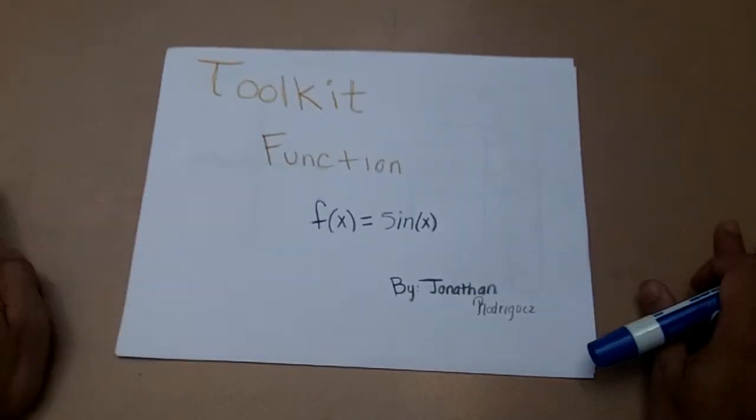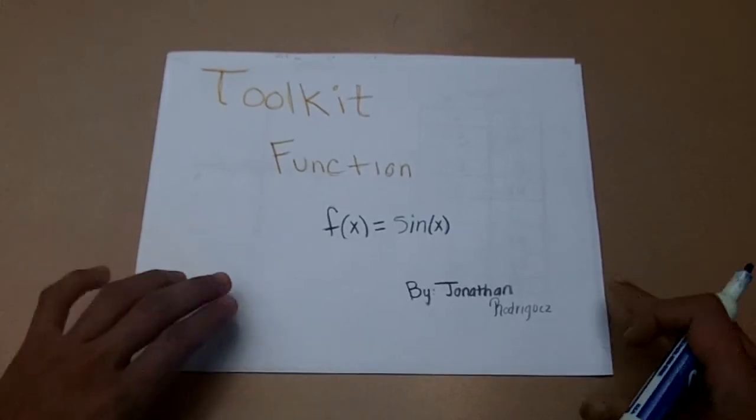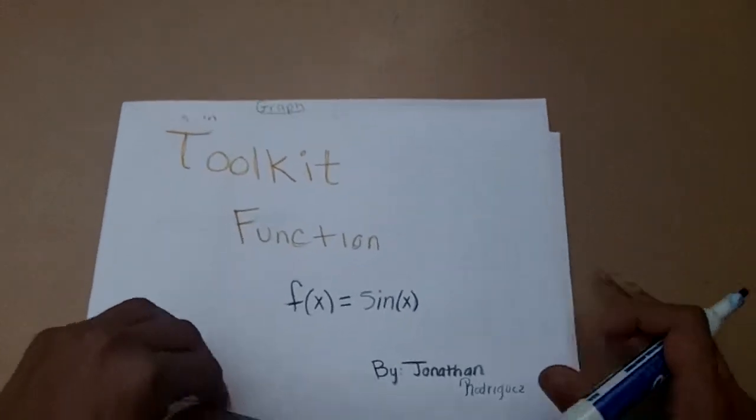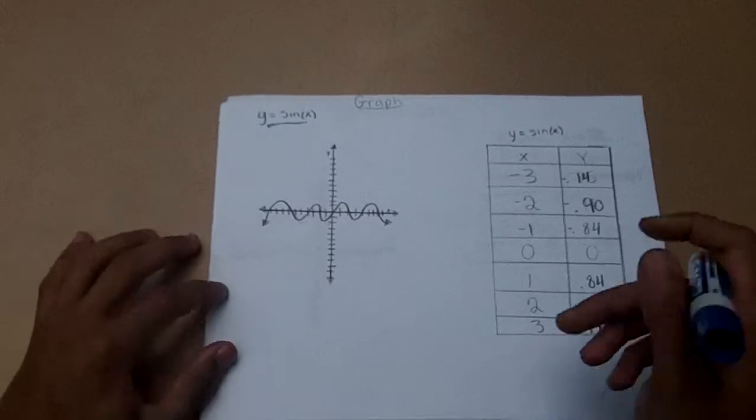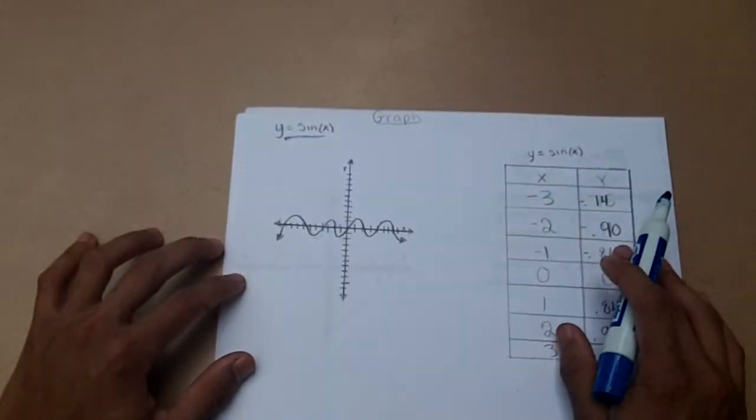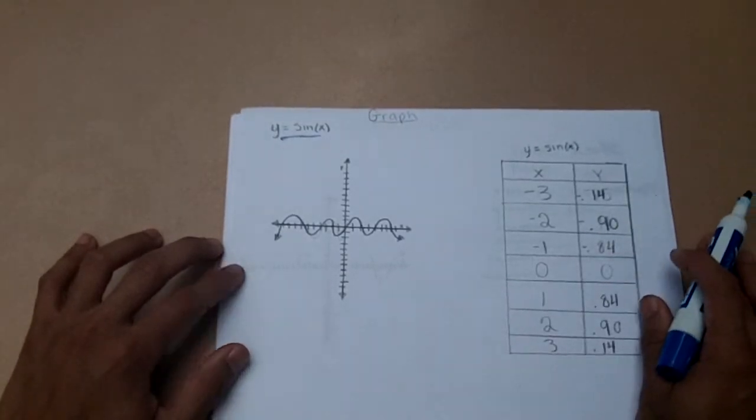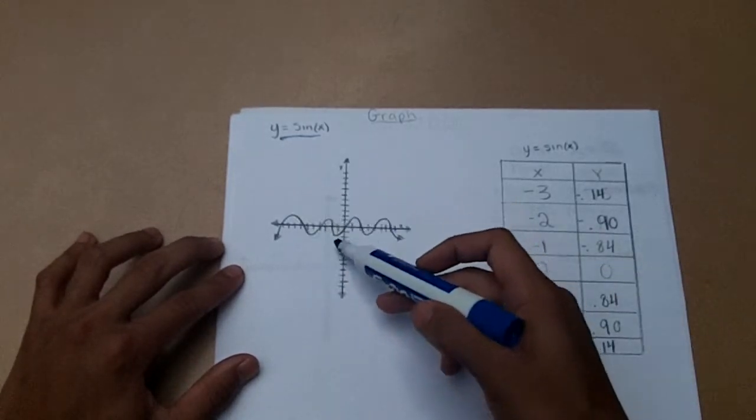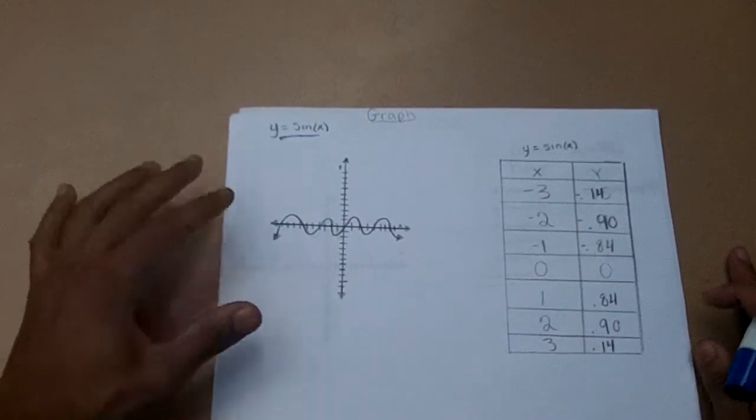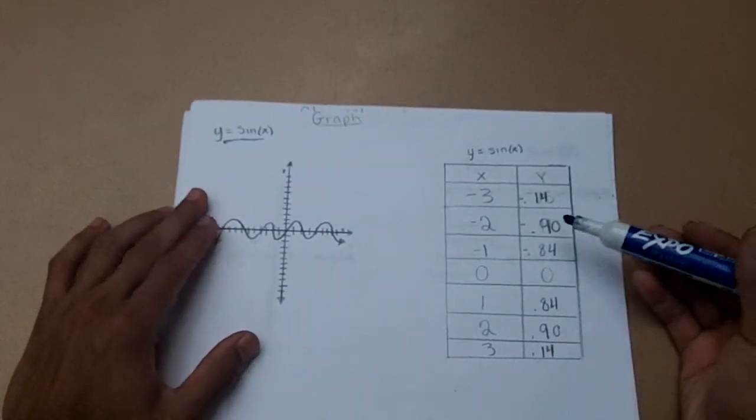Today we're going to be talking about the toolkit function f of x equals sine of x, as you can see right there. And right now this is the graph of sine of x. Just take a closer look at it for a second. This graph looks kind of complicated. It goes up, down, up, down, up, down. It's pretty much the same thing throughout the whole x-axis. This is the graph for it.